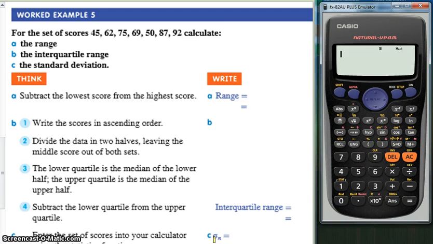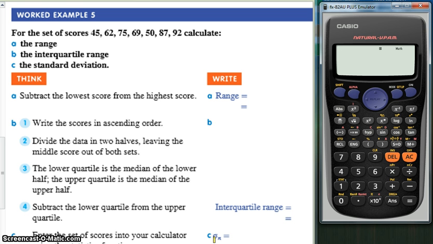Okay, we're going to use this set of scores. We're going to find the range, the interquartile range and the standard deviation. I'm recording this basically so that if you need to go over how to do it on your calculator, you can. Okay? For those of you who have not done it on your calculator before.